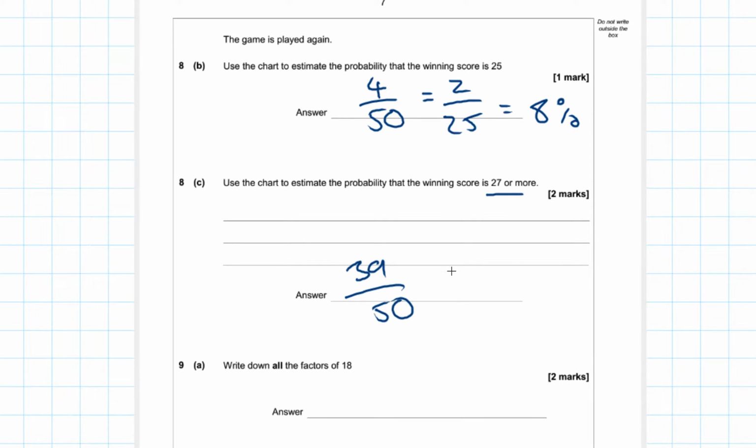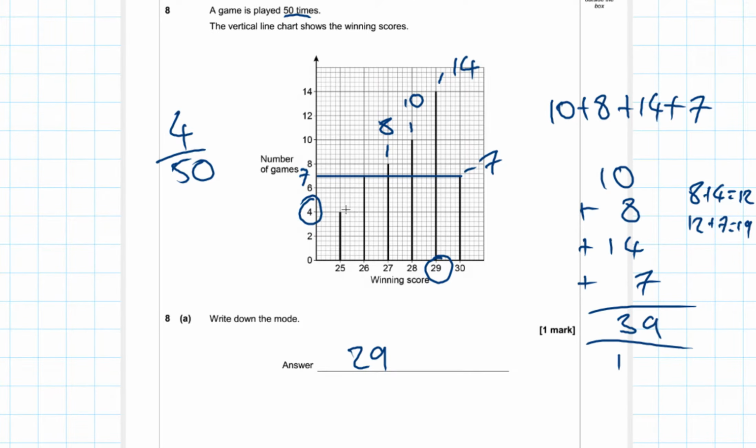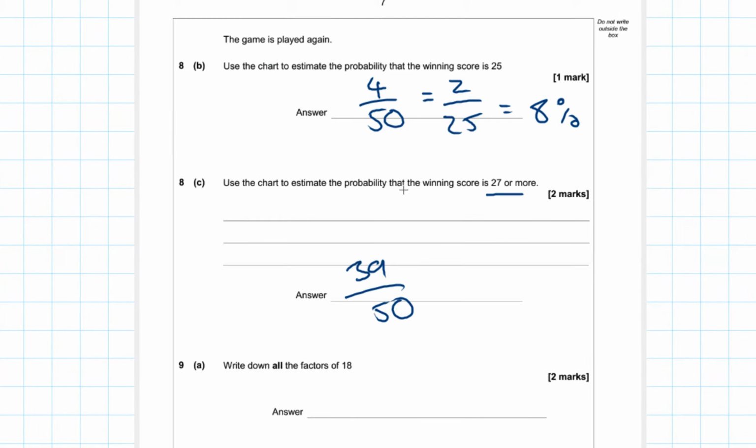Make sure you are showing all your workings out as well. There is another way of doing this, and that is to calculate how many games didn't win. So we notice that 26 has won 7 times and 25 won 4. So we can find that probability, which is going to be 11 over 50, and then subtract that from 50. So 50 minus 11 is 39, and that's the alternate way you can do it. So there's more than one way to solve this.